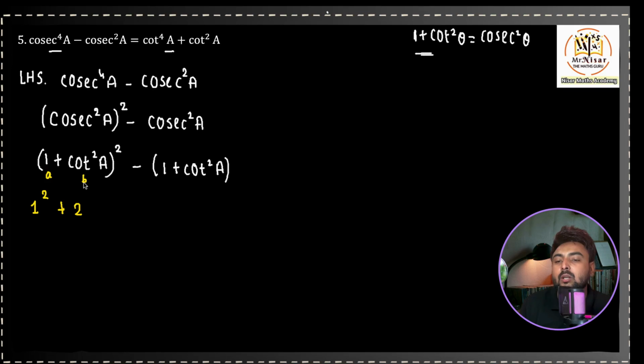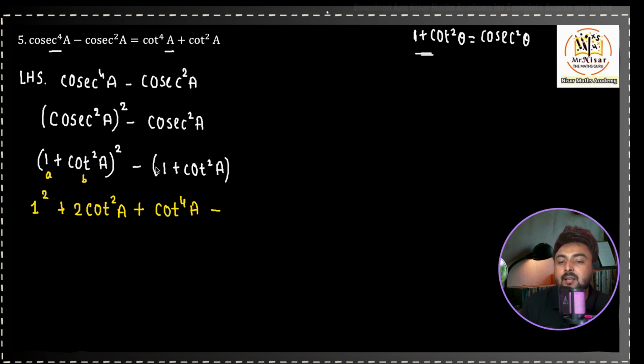So 2 into 1 into cot square a, this will be 2 cot square a plus b square. B is what here? B is cot square a. So it becomes cot to the power 4 a. I have applied the formula (a plus b) whole square, a square plus 2 into a into b plus b square, minus.